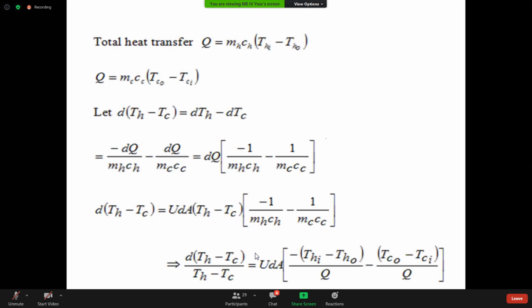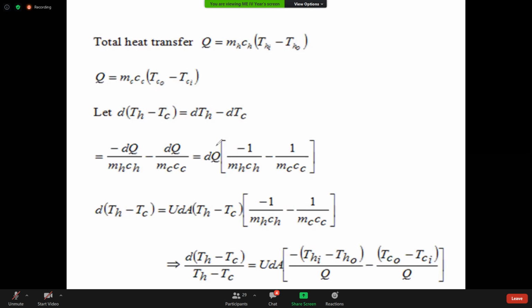See, in the dTH place we substituted, right? In the dTC place positive came, but here negative is there. I am finding the difference of these two, that's why minus is given. dTH minus dTC I am finding out. Why am I finding out? I'll tell you. Right. So now dq common, this is dq common into minus 1 by mH CH minus 1 by mC CC. Very simple, right? So this is the thing.